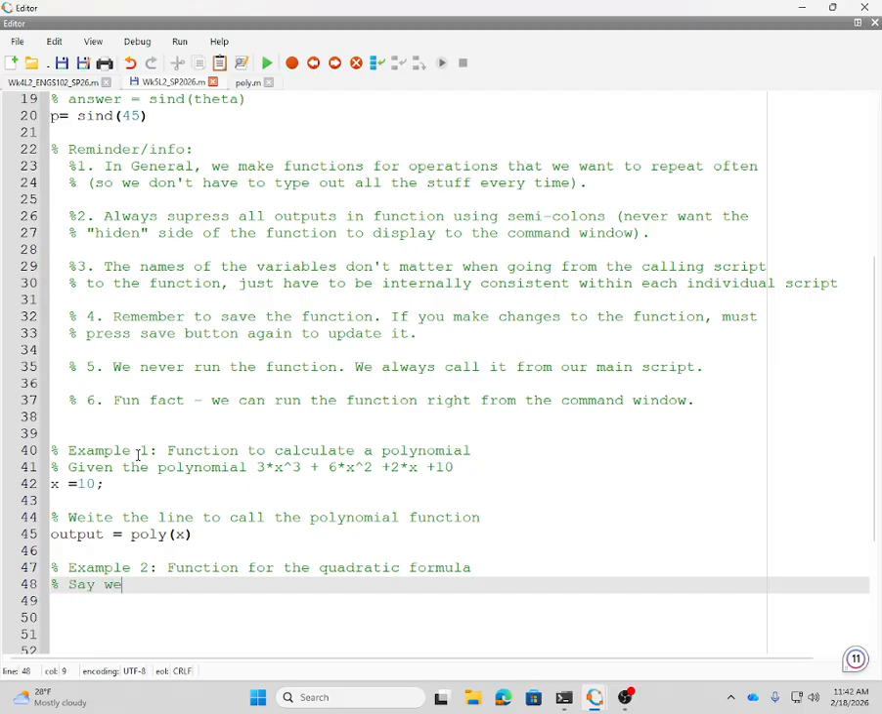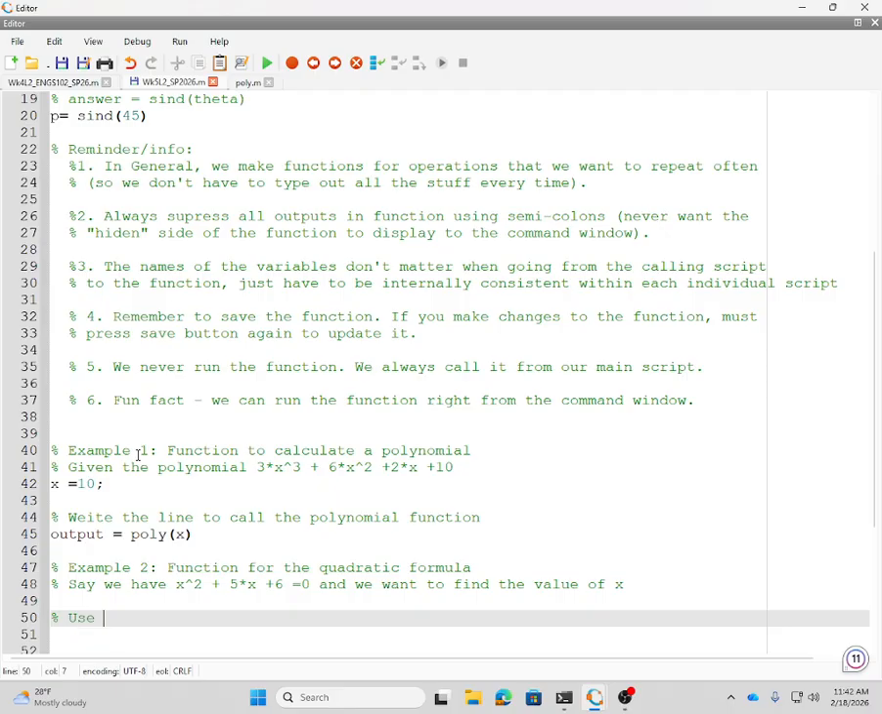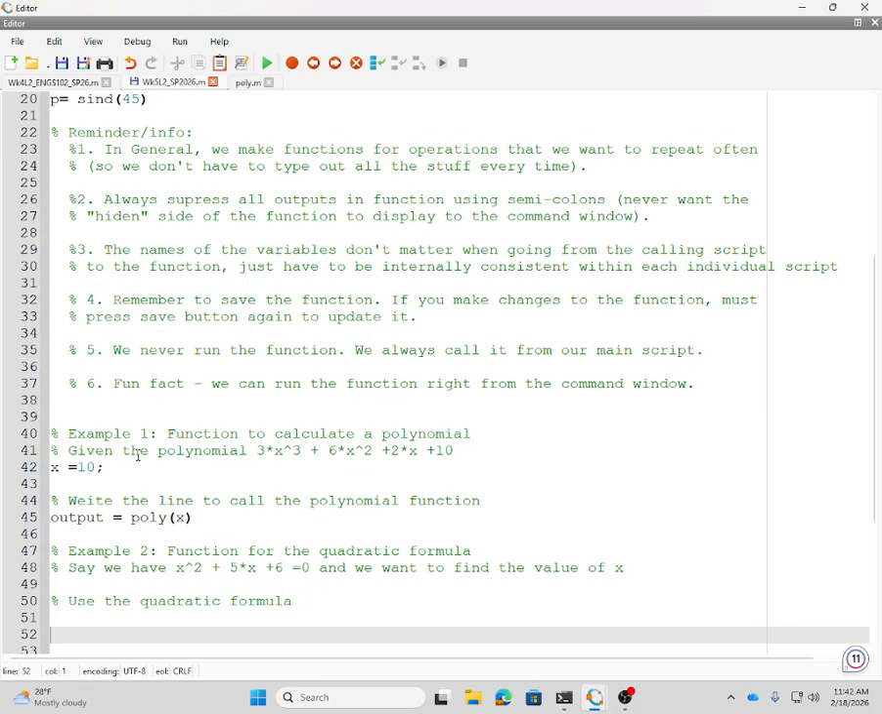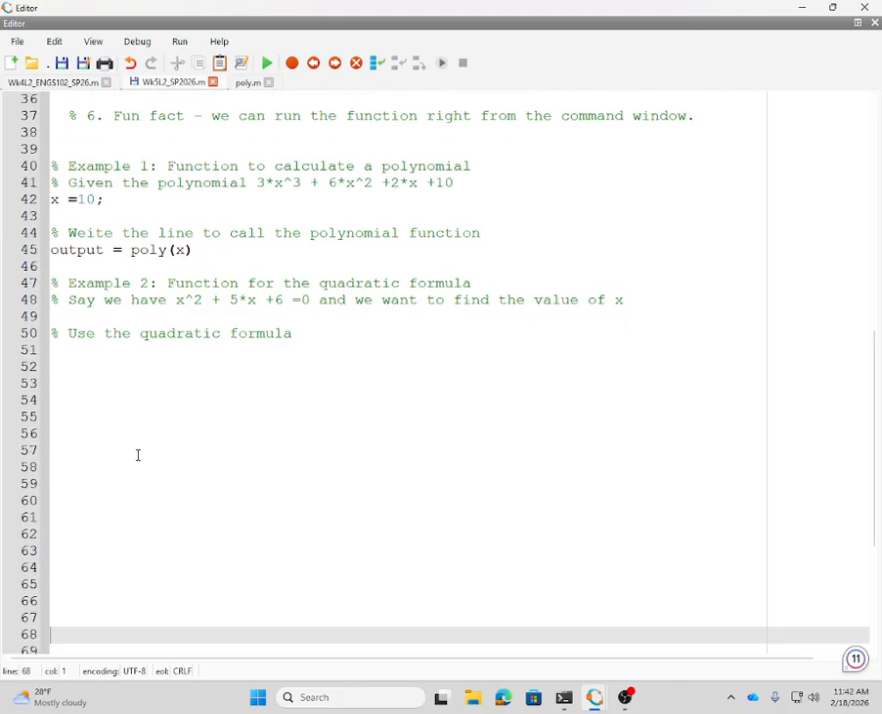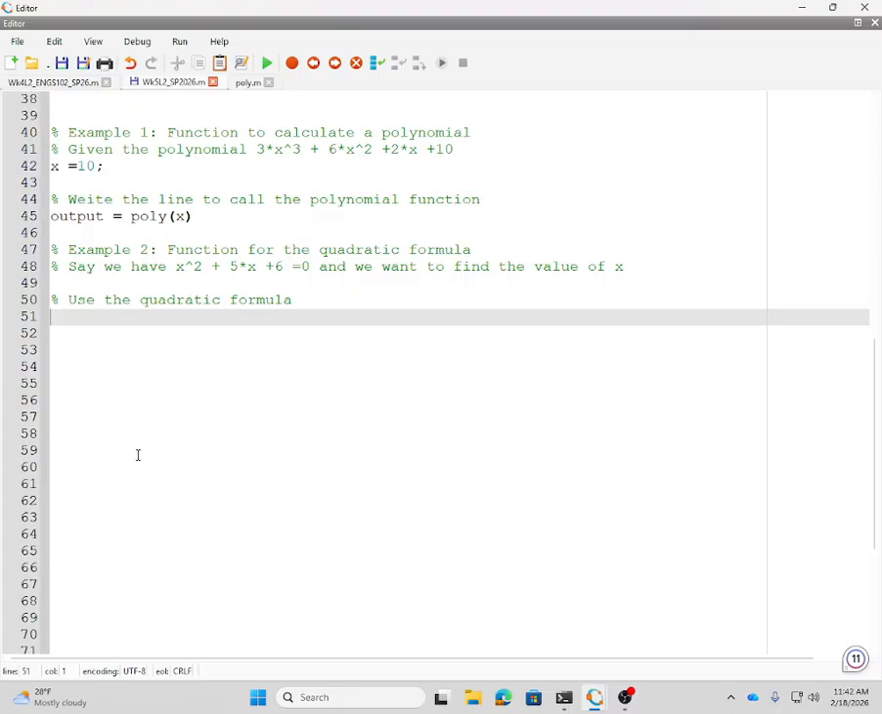Say we have a function which is x square plus 5x, okay, plus 6 equal 0, right? And we want to find the value of x, okay? So then use the quadratic formula.